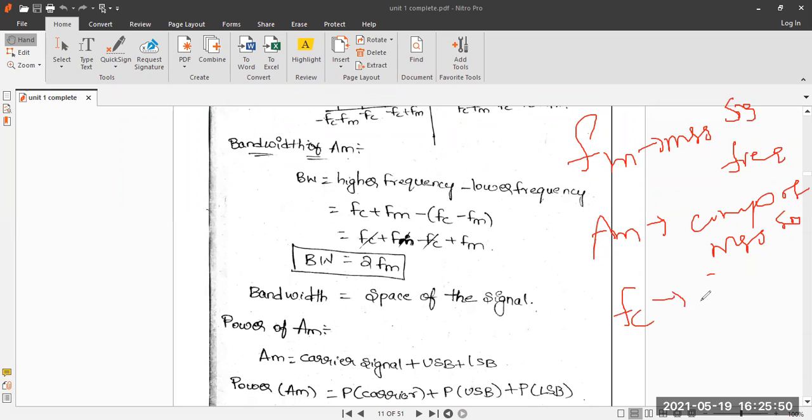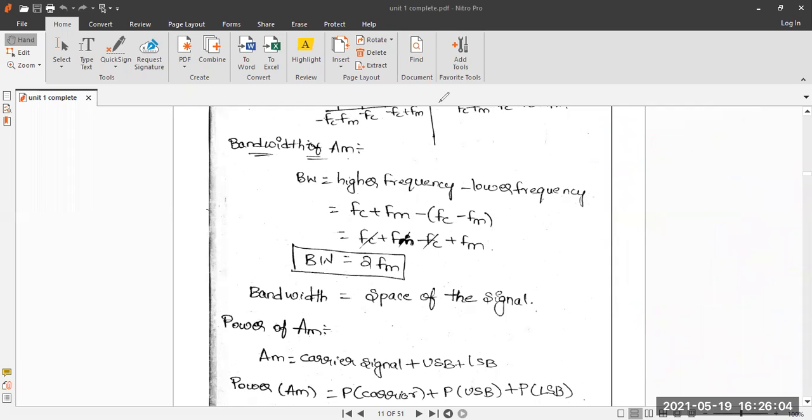FC means carrier frequency. AC means amplitude of carrier. Like that we have to see. Okay, so bandwidth is nothing but 2 into message signal frequency. Very very important for your competitive exams.